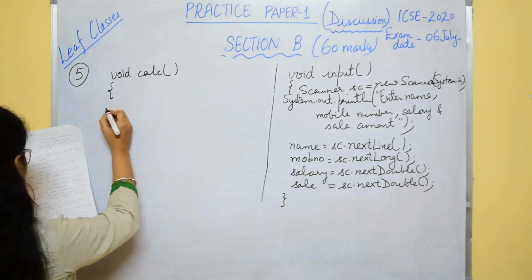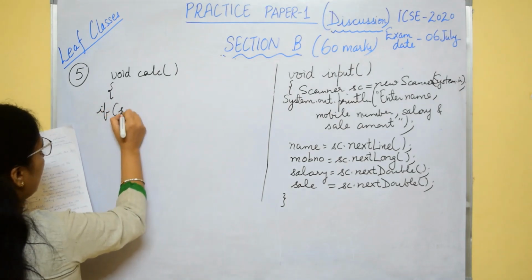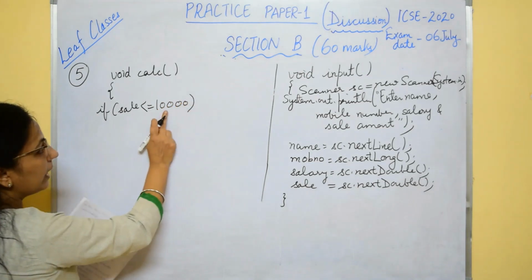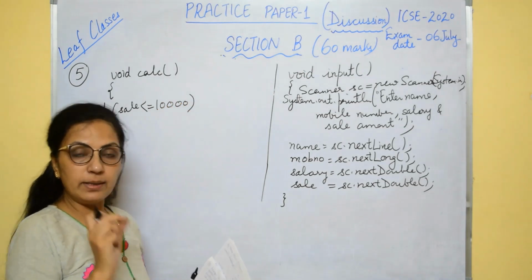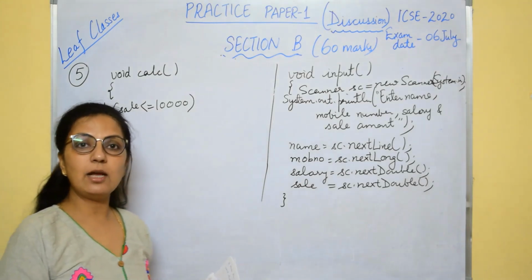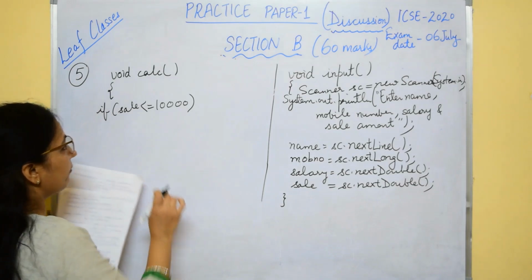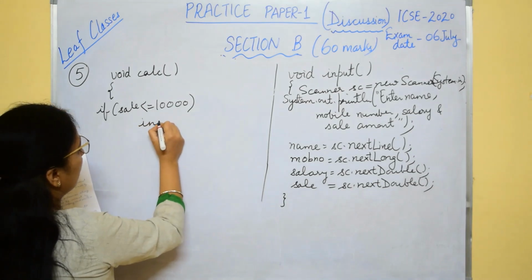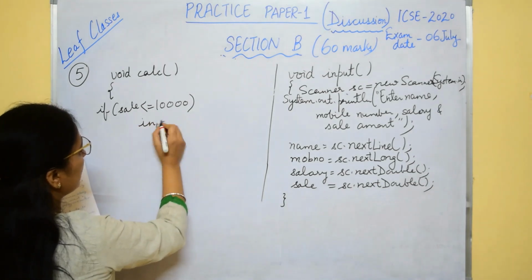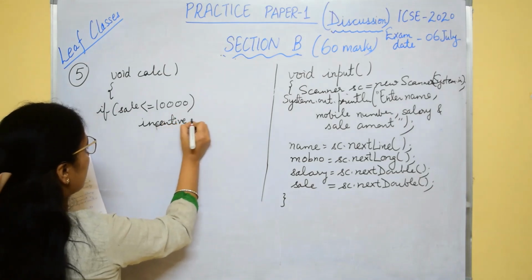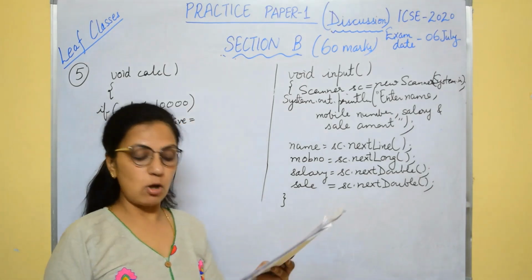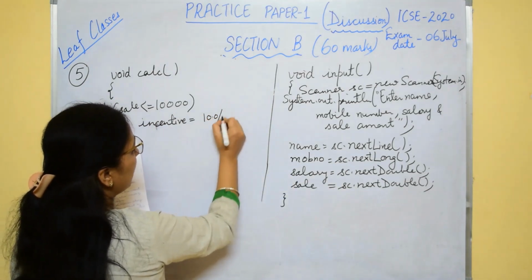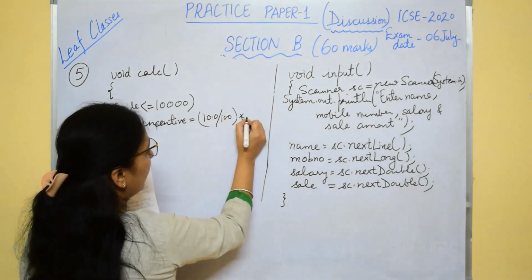So the first is, if sale is less than equals to 10000. Again here, no comma is allowed. In a numeric value you cannot put any comma, rupees, nothing, no prefix, suffix, no comma in between. Then incentive equals to, the incentive variable is incentive only, incentive equals to 10% of sales amount. So 10% is 10.0 by 100 multiplied by sale.